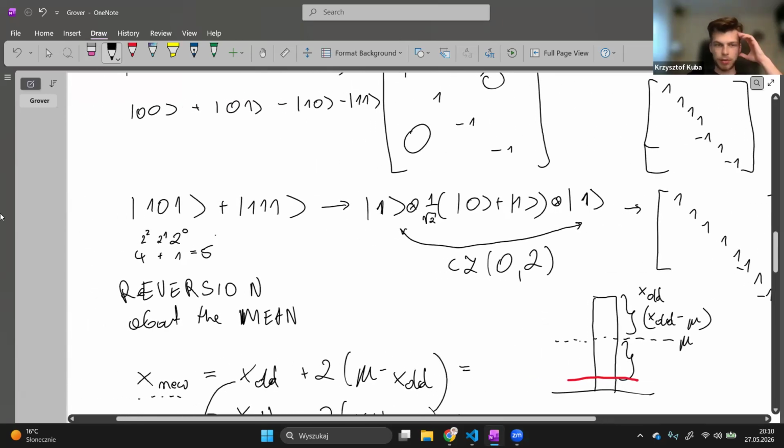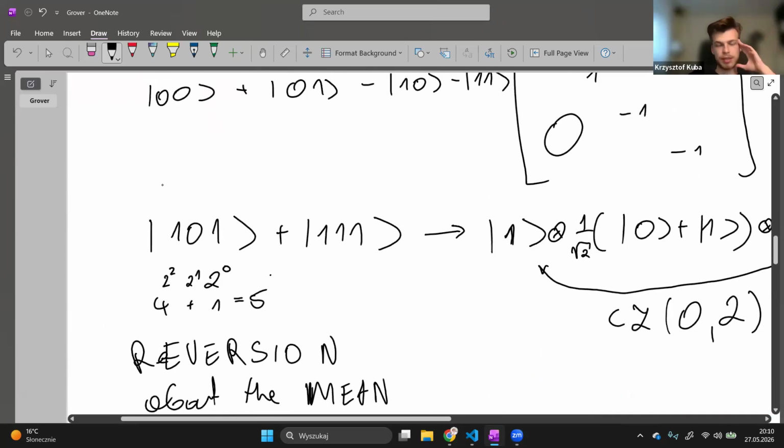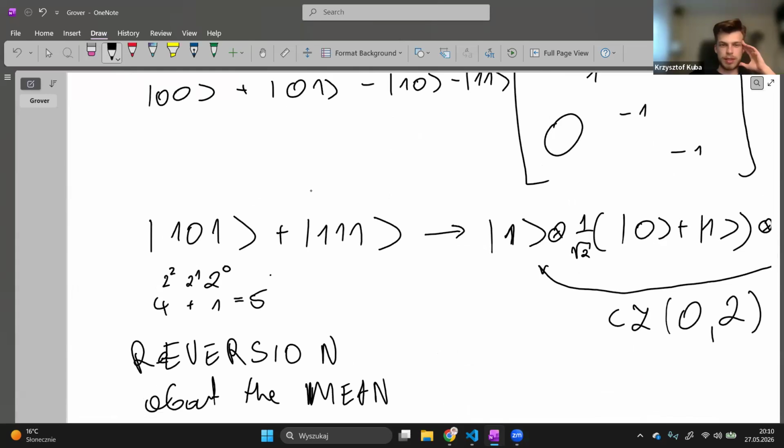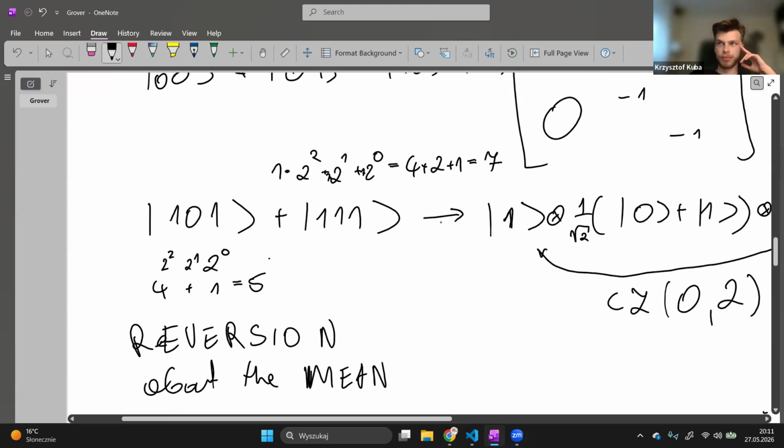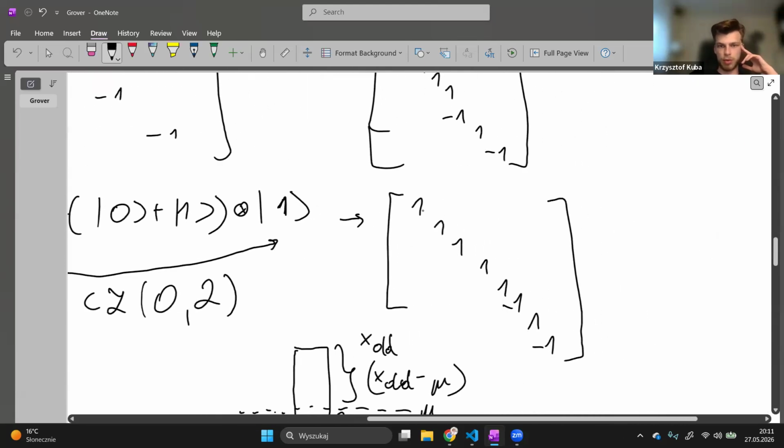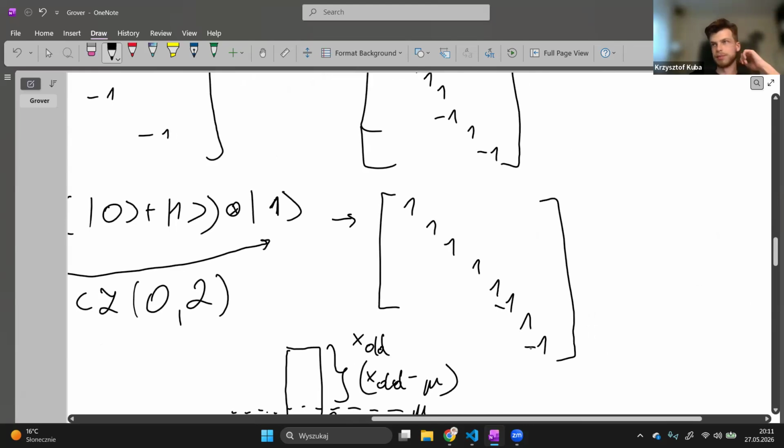So yeah, this comes down to the binary representation of strings. So this is 2 to the second position, plus 2 to the first, plus 2 to the 0. And if it is, then you apply 1 times. So this is 4 plus 2 plus 1, which is actually 7. But you start counting from 0. So you have 0, 1, 2, 3, 4, 5, 6, 7.